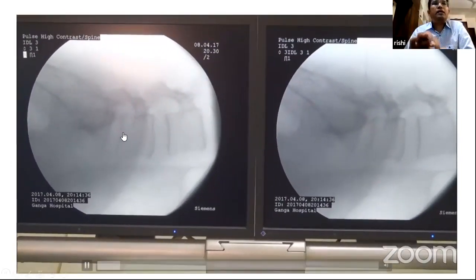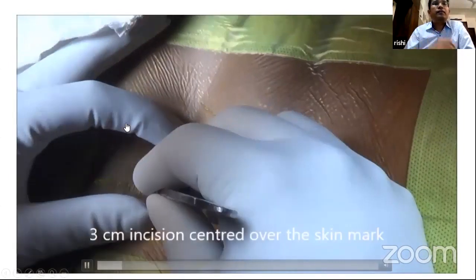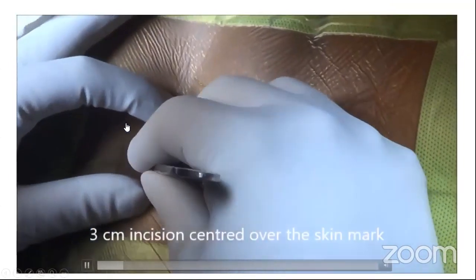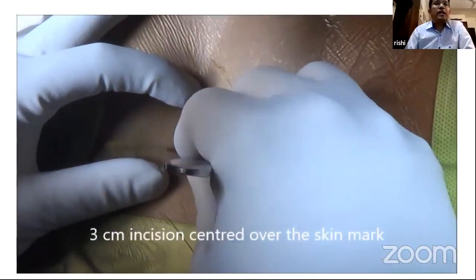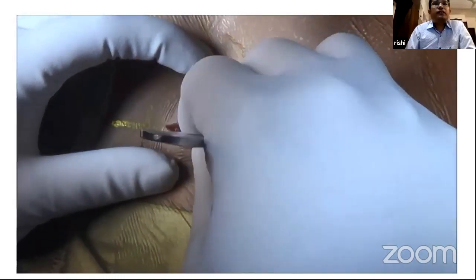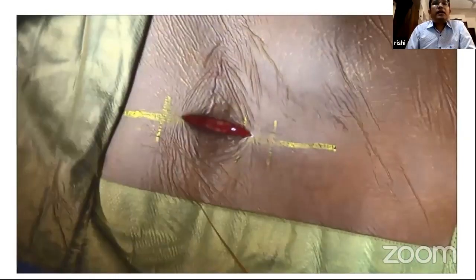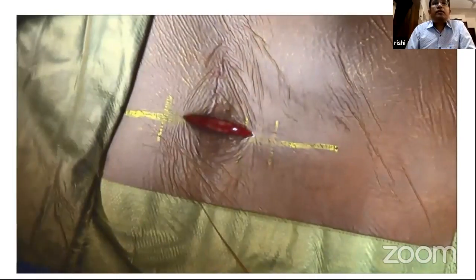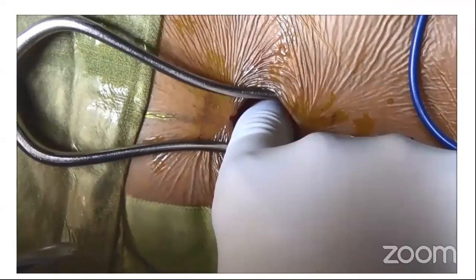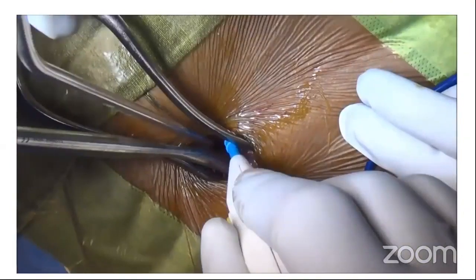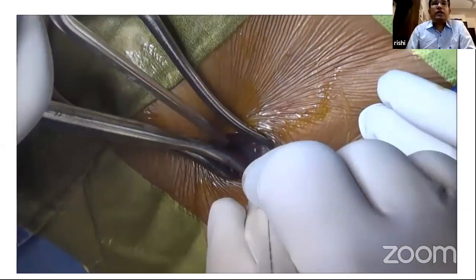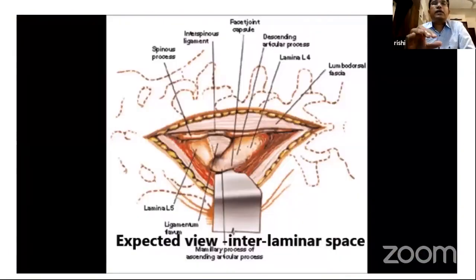You can see the needle marking the level. Where we have marked this skin incision, we make a 3 centimeter long skin incision. So we are given an epidural infiltration with lignocaine. And once the fascia is exposed, the fascia is cut along the line of the incision. And after we reach the lamina, this is what we want to see.